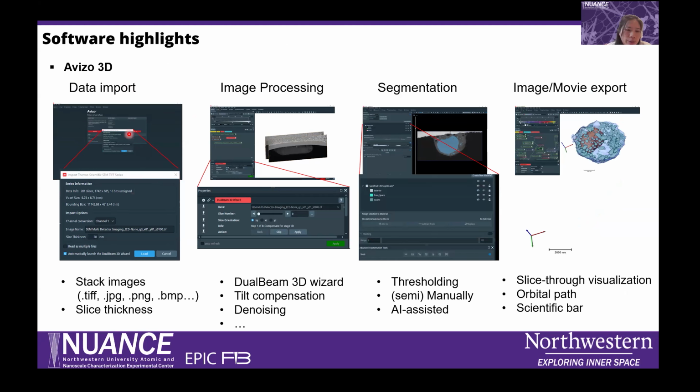structure. Since we get the stack images from the FIB-SEM, they can be in multiple formats like TIFF, JPEG, PNG, BMP, and others. All you have to do is select the images you got and then confirm the slice thickness. The advantage of this software is that here you can see we can launch the dual beam 3D wizard, which is very helpful for our serial images that we got from the dual beam system.